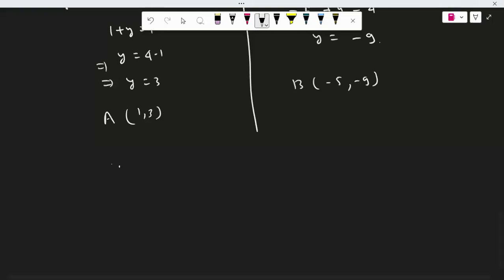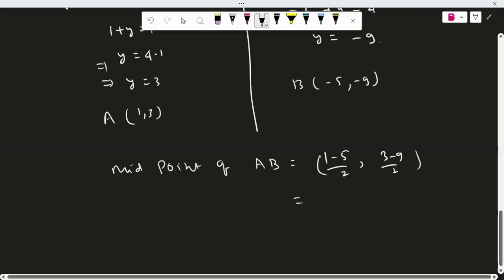So the midpoint of AB. Can you tell me the formula for the midpoint? Yeah, it's x1 plus x2 over 2. So 1 plus minus 5 over 2, and 3 minus 9 over 2. That comes to negative 4 over 2 and negative 6 over 2. So that comes to negative 2, negative 3. This will be the answer.